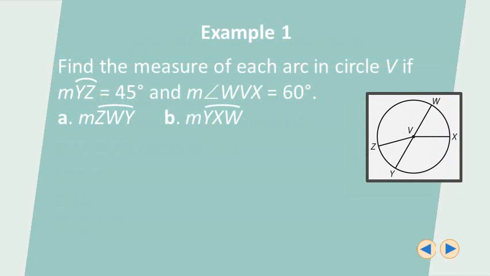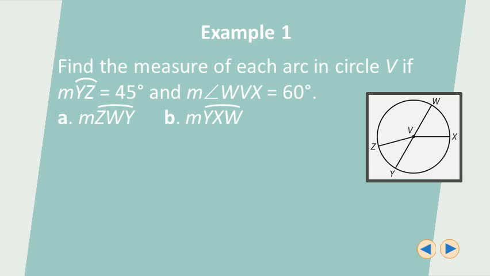All right, here's an example. Find the measure of each arc in circle V if the measure of arc YZ is 45 degrees and the measure of arc WVX is 60 degrees. So they want you to find the measure of ZWY, which hopefully you can recognize as a major arc, right? Greater than 180 degrees.